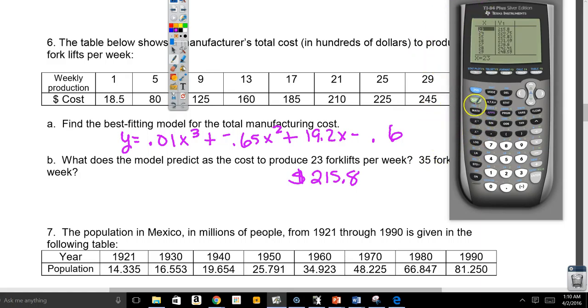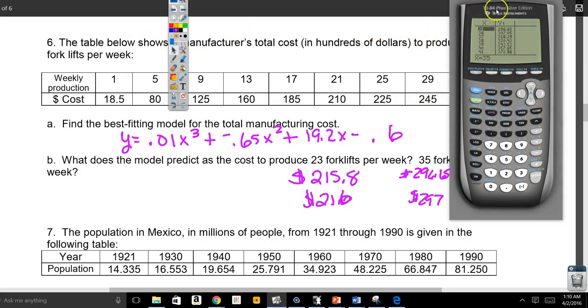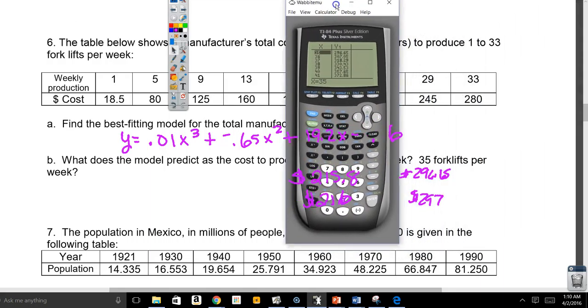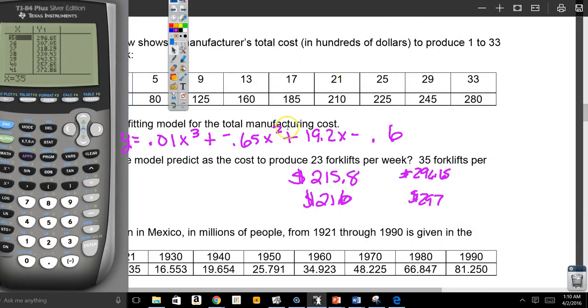Alright, and then for 35, if we keep on going down, or quickly get there by doing it this way. So 35 forklifts would be 296.65, or 297,216. Either way. And was there another one behind there? No. Alright, number 7.